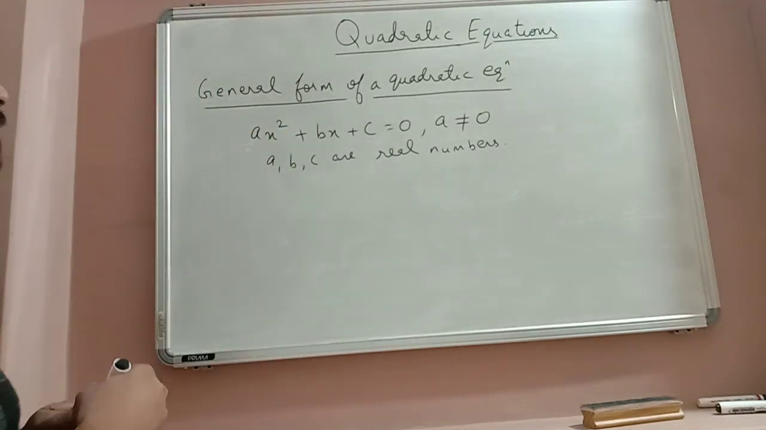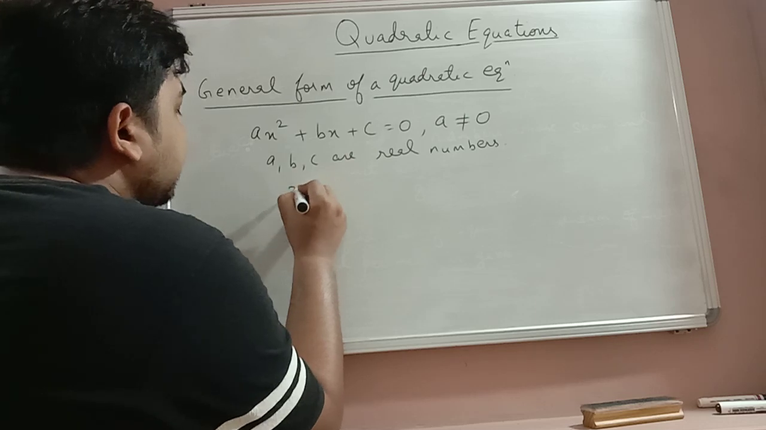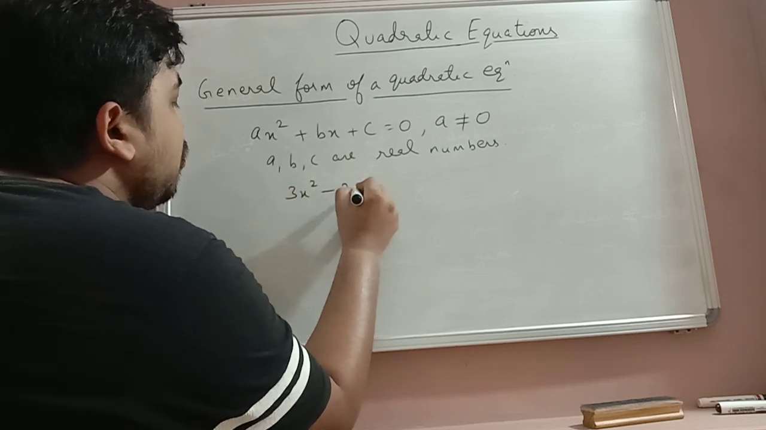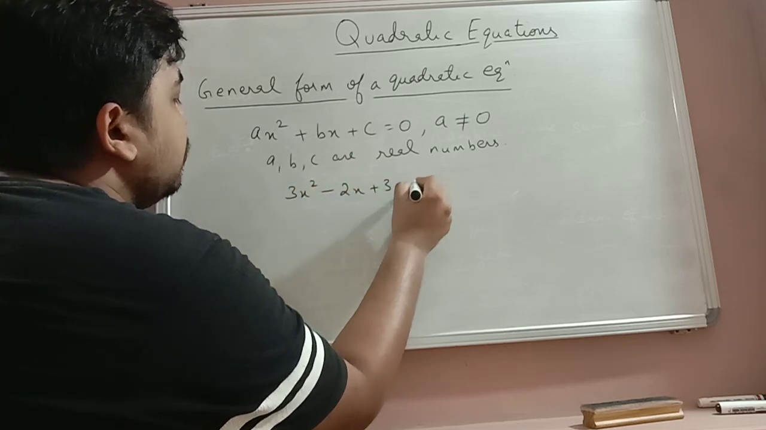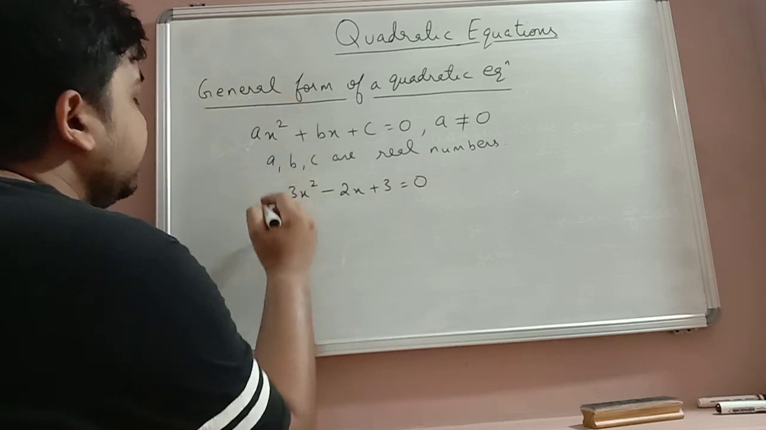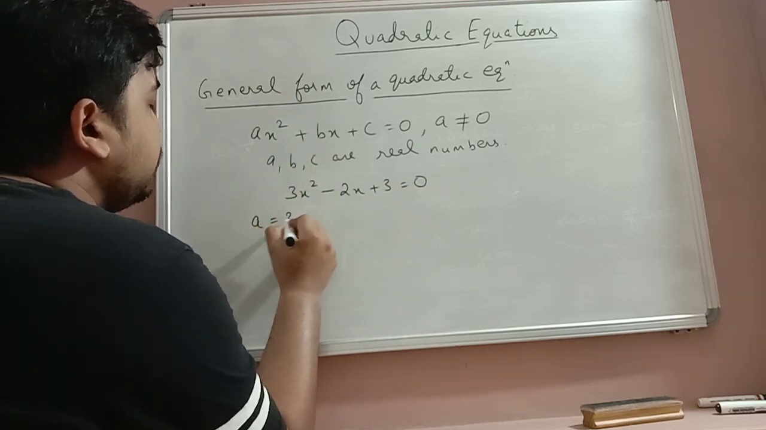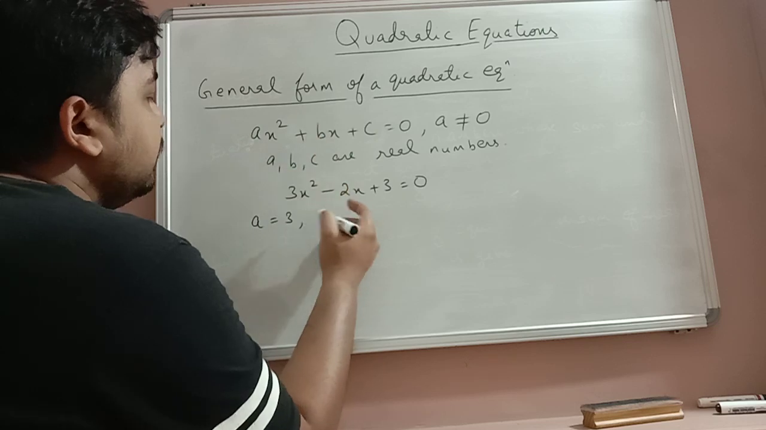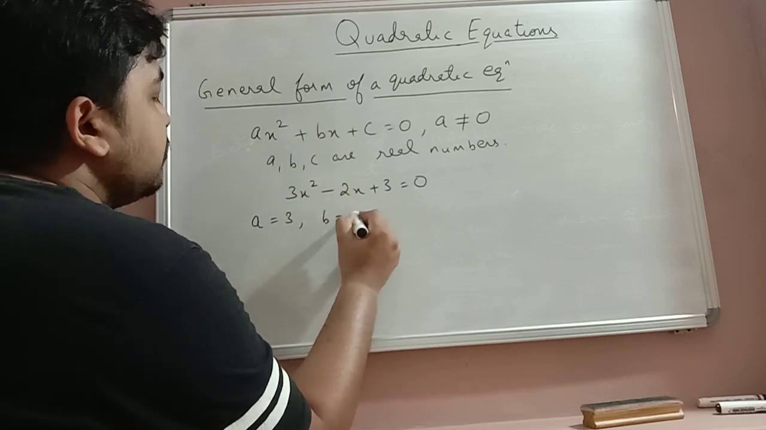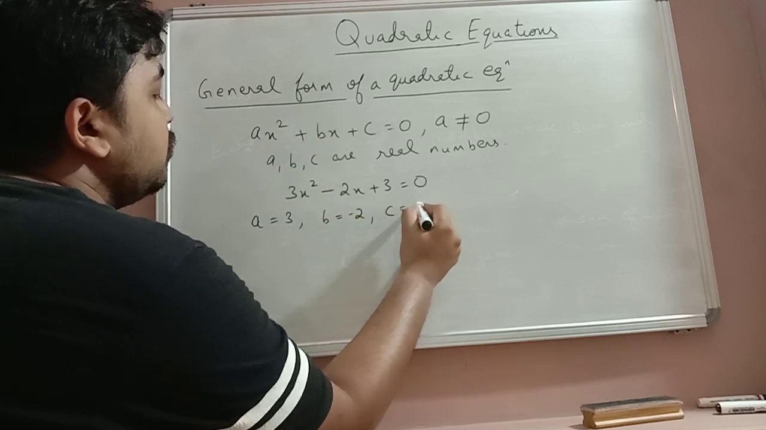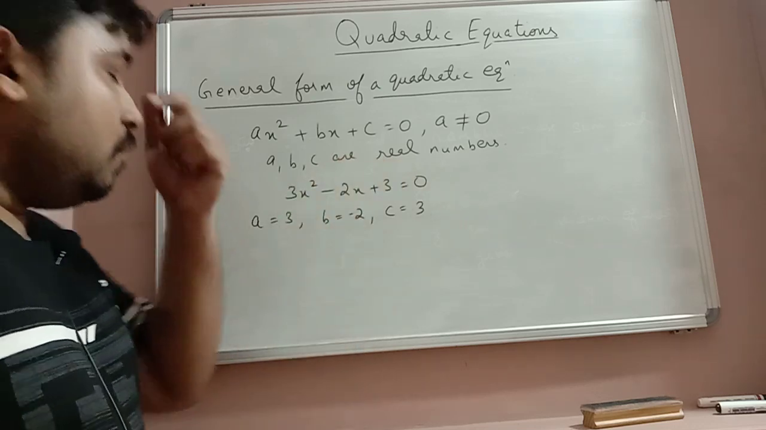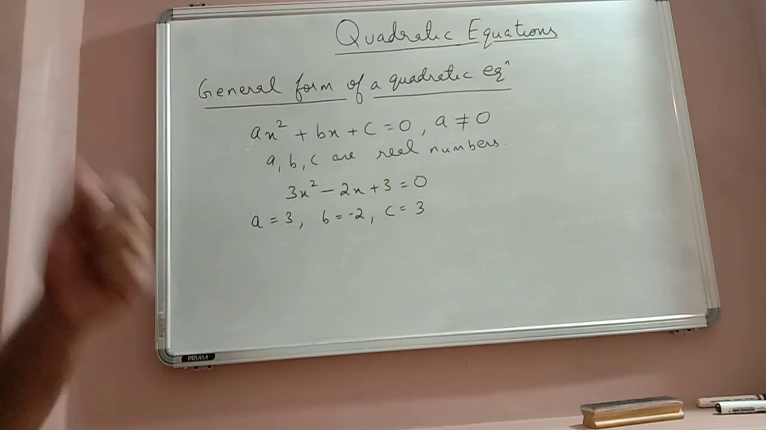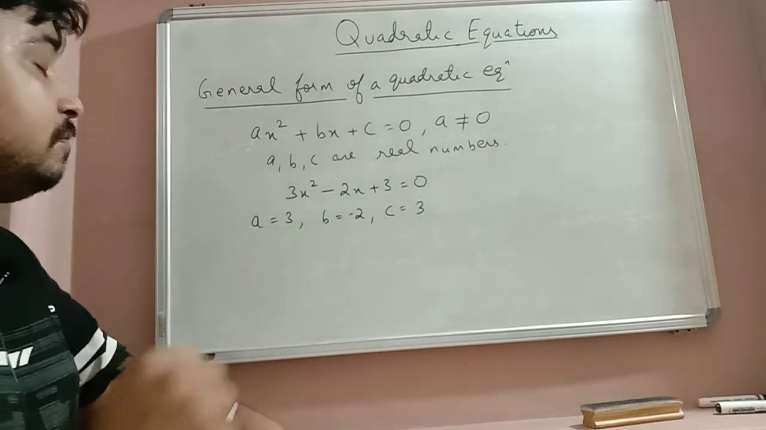Let's see an example of this. For example, 3x square minus 2x plus 3 equal to 0 is a quadratic equation. Here a is equals to 3, the coefficient of x square, b is equals to minus 2 and c is equals to 3. So we can have any number of examples.